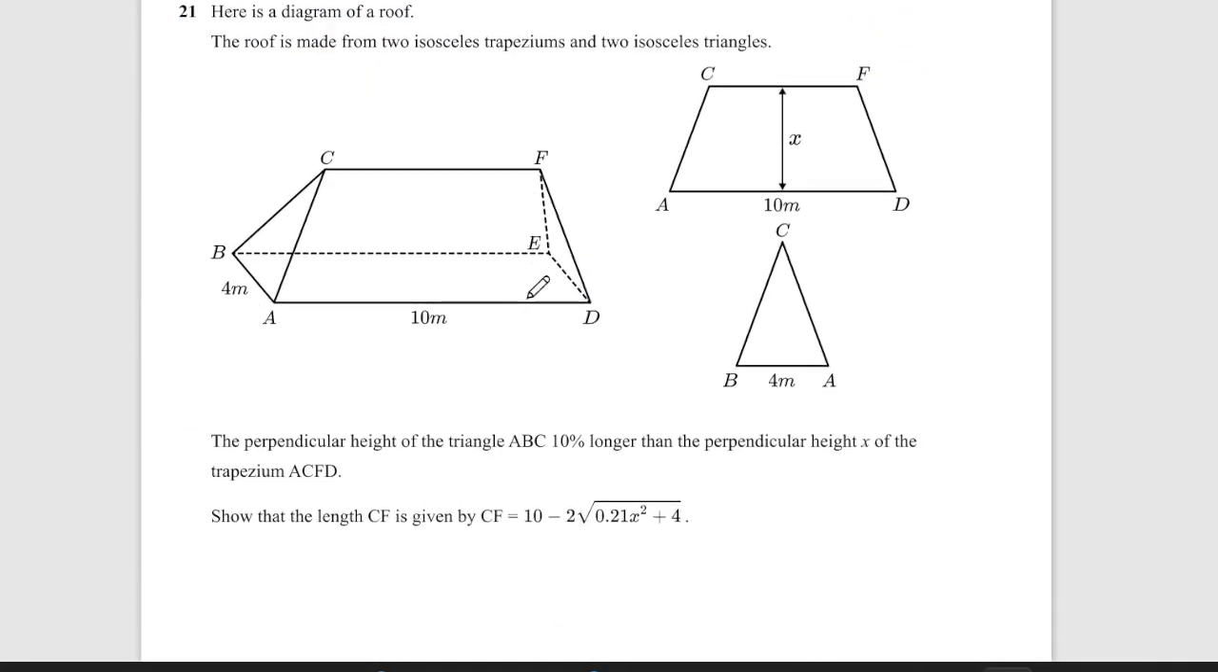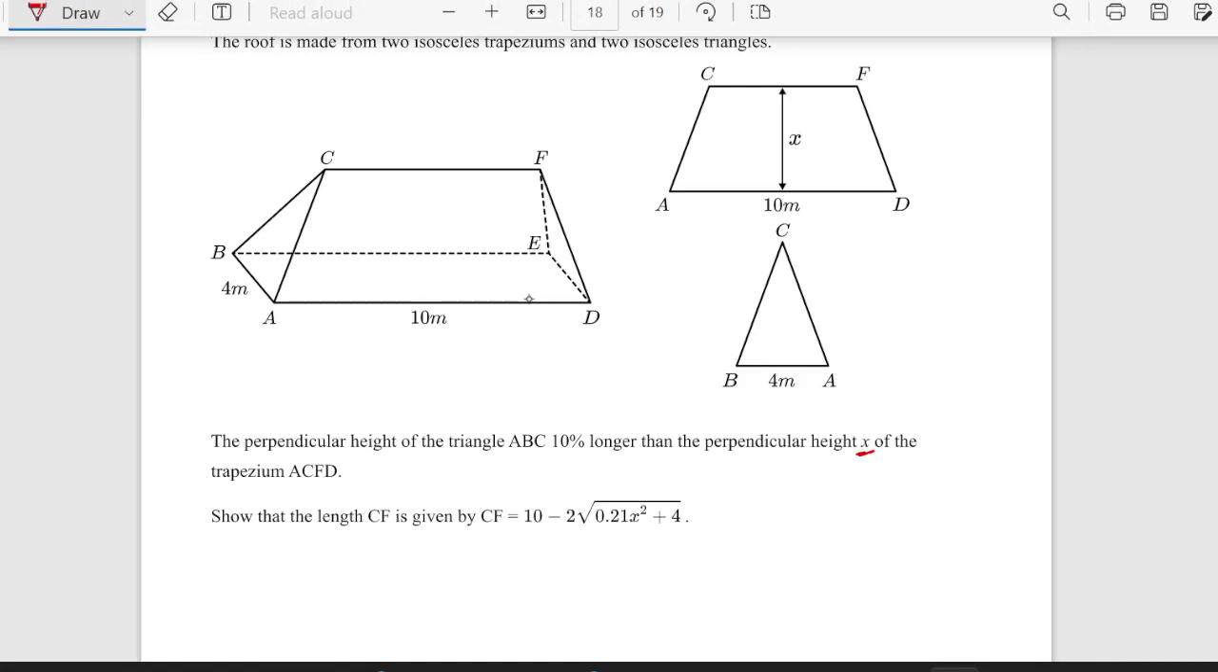Okay, question 21. Looks nice. Here is the diagram of a roof. The roof is made of 2 isosceles trapeziums and 2 isosceles triangles. The perpendicular height of triangle ABC is 10% longer than the perpendicular height of x. So that's x, so that height there must be x times 1.1.